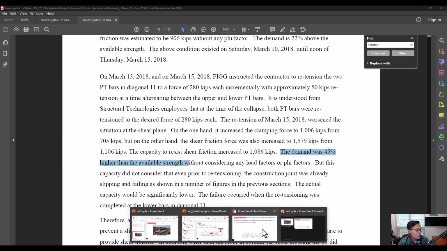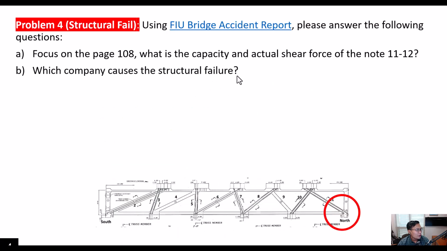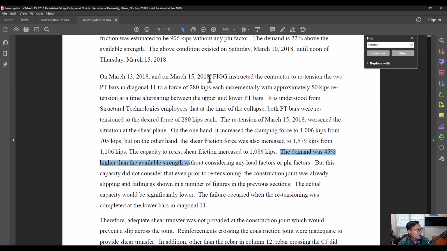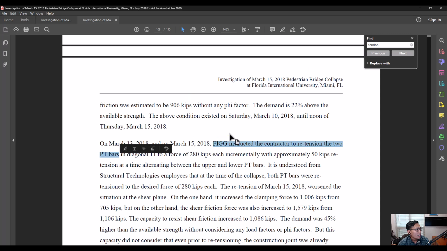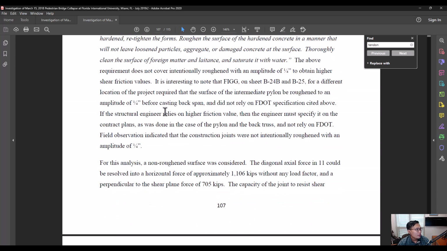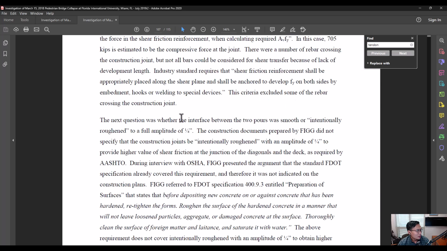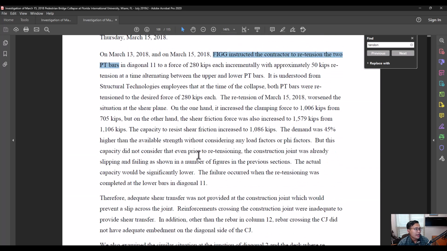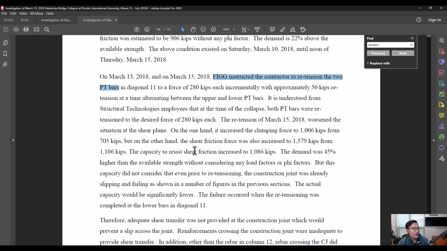And then on the next question, they ask which company caused the structural failure. You can see that FIC instructed retensioning the PT bar and many things over here. But generally, these pages indicate that FIC is the one that under designed the bridge, especially for the joist between truss member 11 and truss member 12.